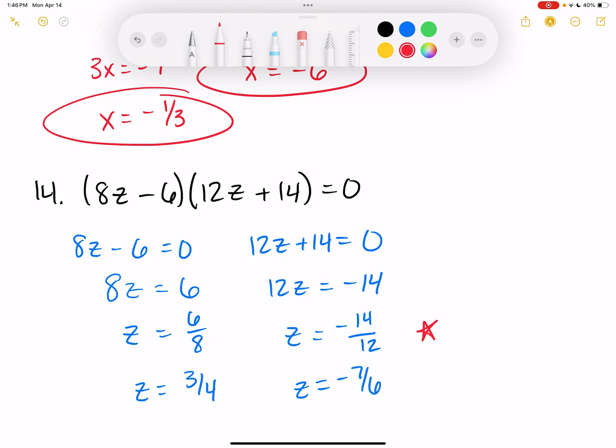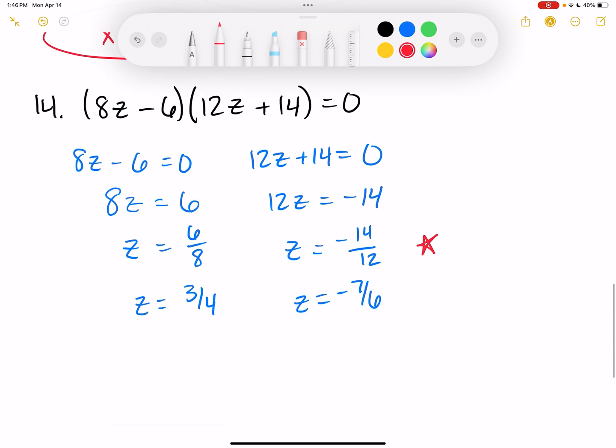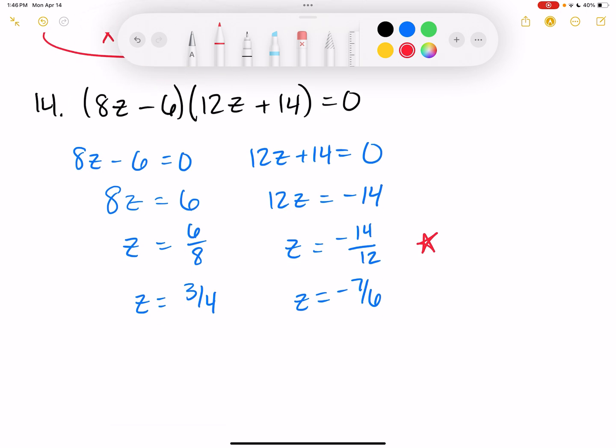Could you also write it as a mixed number? No, I want them left improper. Okay. Same thing we've been doing all year. The book leaves them improper as well, just for the record.